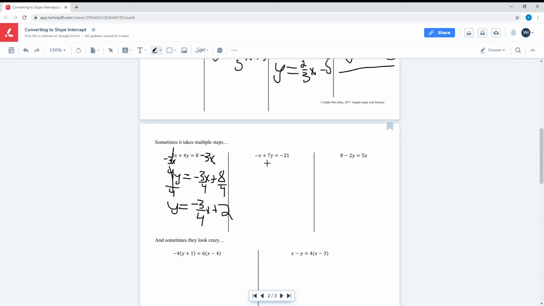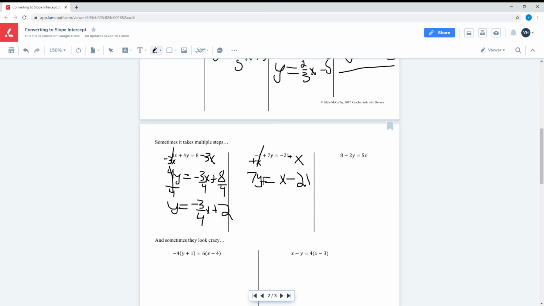Okay, so again, don't tackle the 7y right away. Don't tackle the y right away. Always save that till the end. Let's tackle this x. So right now it's minus x. So we got to do the opposite of minus, which is adding. What you do to one side, you got to do the other. So we got to add x on this side. These will cancel out. Then we're just left with 7y equals x minus 21.